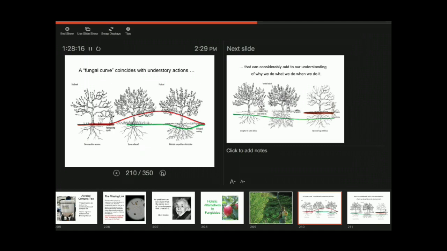That's represented by the brown portion of the curve. The red portion of the curve represents two things. One, soil food web organisms arising and coming up onto the surface of plants.